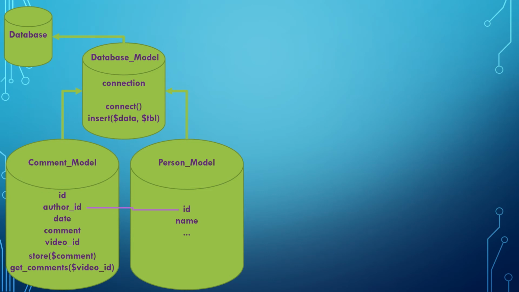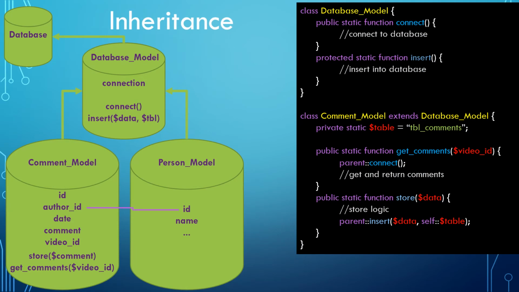This brings us to our next topic, inheritance. Here's a quick example of how inheritance works. The base class called database model can have as many children as we want to give it. In this case, we have two, comments model and person model. This is a common architecture people use to communicate with databases.